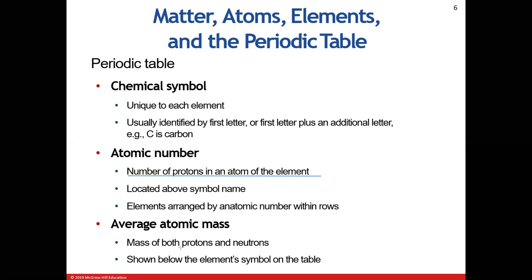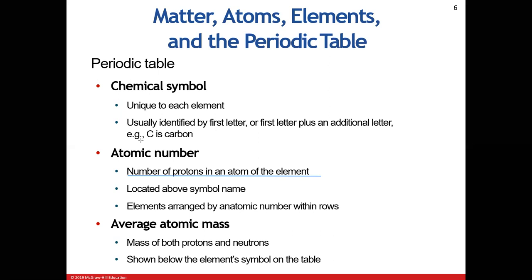Now, we also have the atomic mass or the atomic weight. That's going to be the bottom number, where typically we see a number with a decimal point followed by a couple additional digits. The atomic mass is the mass of both the protons and the neutrons. Technically there's a small difference between atomic mass and atomic weight. The atomic mass shows the total number of protons and the total number of neutrons within the nucleus, and that is typically a whole number.